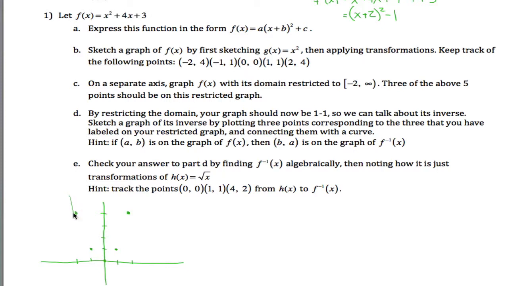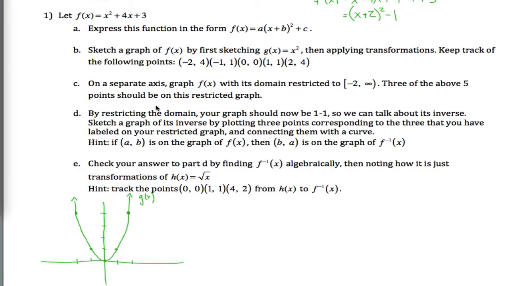If I'm really careful, I might be able to connect these dots decently. Good enough. So this right here is g of x. But that's not what it wants. It wants me to graph f of x.